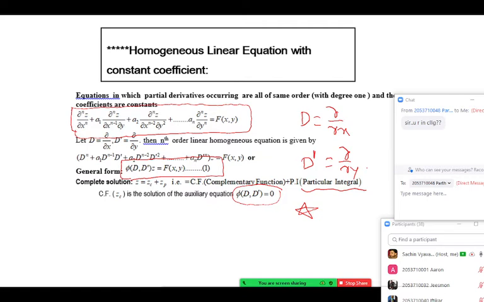The important thing is that we require the roots of this equation, and to get the roots, we replace D is equal to m and D dash is equal to 1. If we replace D by m and D dash by 1, we get an algebraic equation in m, and we can solve that equation for m and get the roots. And depending on the root, we have a solution. So we'll come to that part in the next slide.